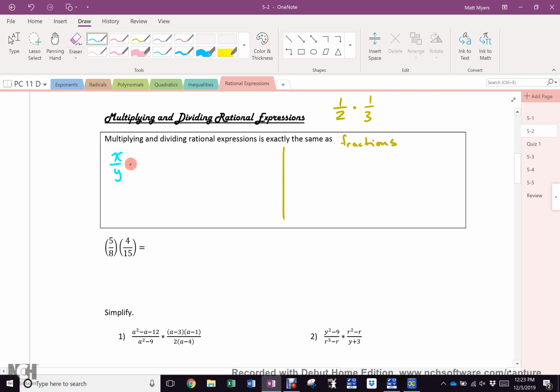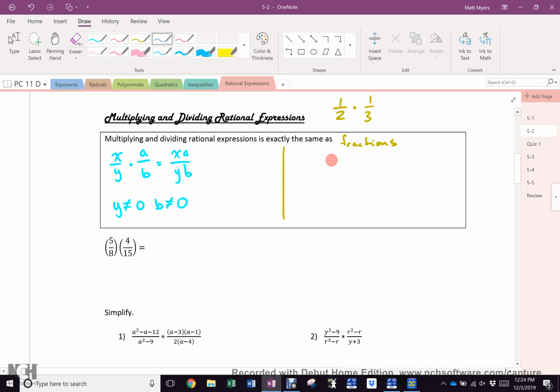X over y times a over b. What is the answer? XA over YB. Agreed? And there are some rules about this. There are certain positions in this expression where there's a special number that it cannot go there. Where are those? The denominators can't be 0. So Y cannot equal what? And B cannot equal what? Does everybody understand? Excellent, good.